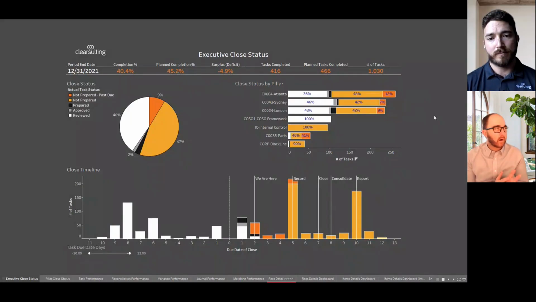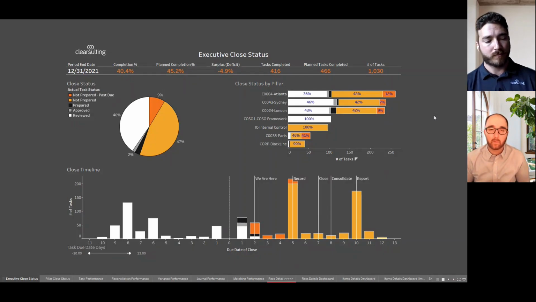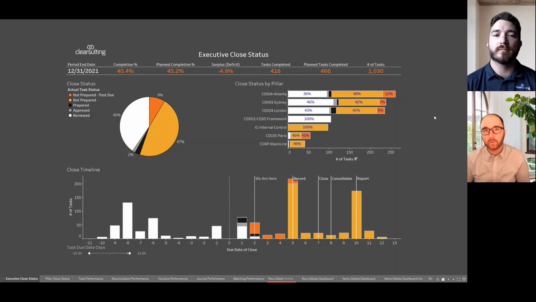All right. So this is our executive close status view. This is the intended landing page for really any executive that wants to take a real-time pulse on the status of close. We contrast that with more of a performance view, which we'll show in a bit, where we're looking across periods: months, quarters, years of history to really determine how we're performing in our close process, amongst others. So what we have here is the current period, and this is our pulse on what's happening.